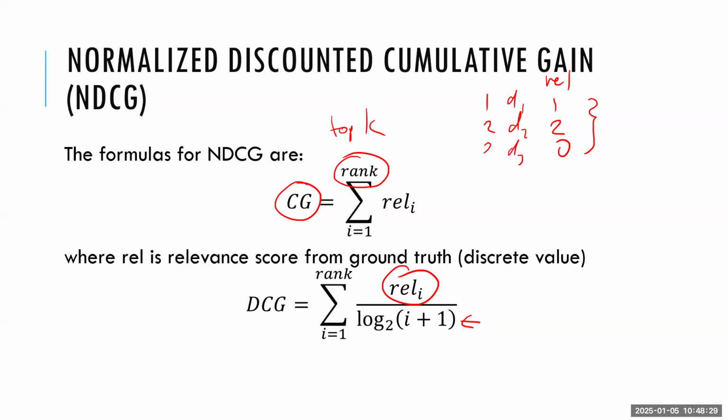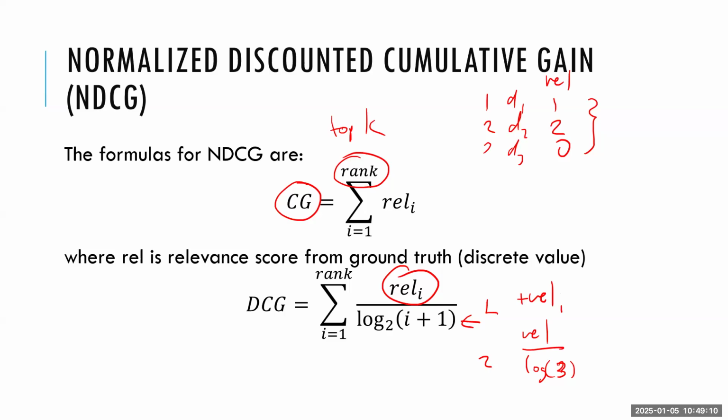So at rank 1, you basically just add the relevant score, right? Because log of 2 is 1. For rank 2, you have log 3. So log 3 is 1 point something. It's more than 1, basically, right? And this means that you are not just adding the relevant score, but you just add a fraction of it.